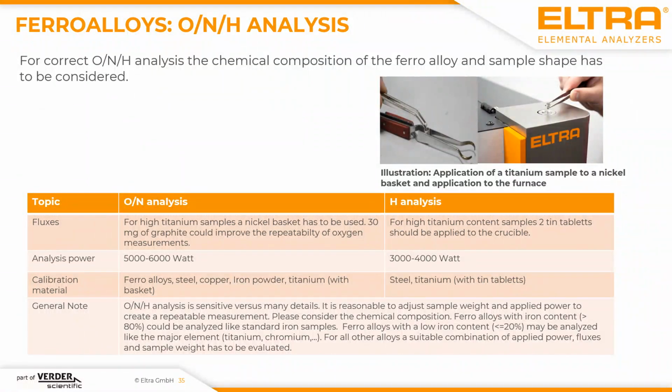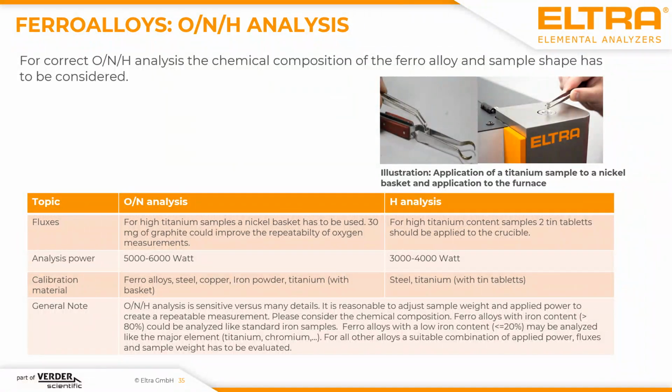When you use ferrotitanium and would like to make a hydrogen analysis, you don't need a basket. You just have to utilize 2 tin pellets which have to be placed in the lower crucible. Please keep in mind that the analysis power also has an effect on the correct measurement on ferroalloys. For ferrotitanium, for example, you have to use 5,000 up to 6,000 watt when you would like to measure oxygen and nitrogen. For hydrogen analysis, a lower applied power like 3,000 or 4,000 watt is suitable to get reliable results.